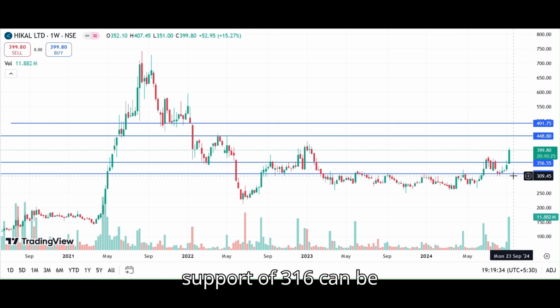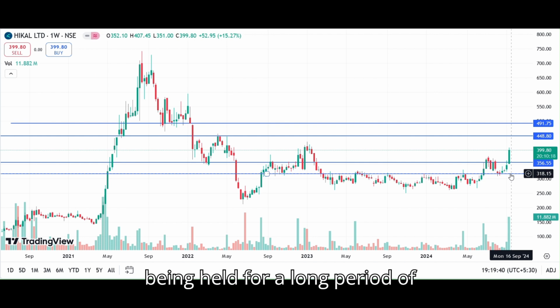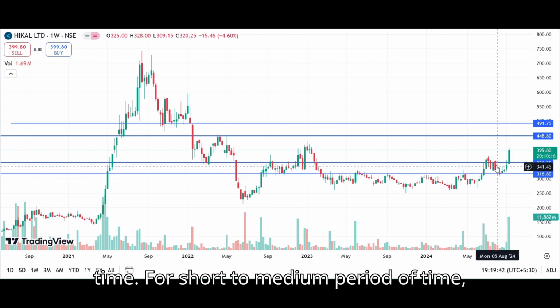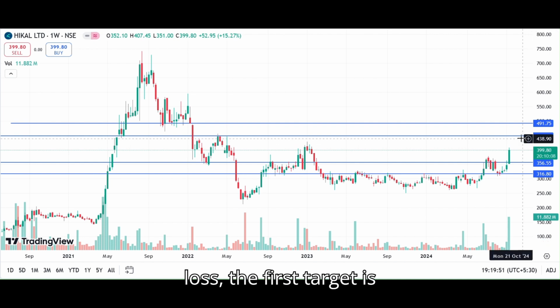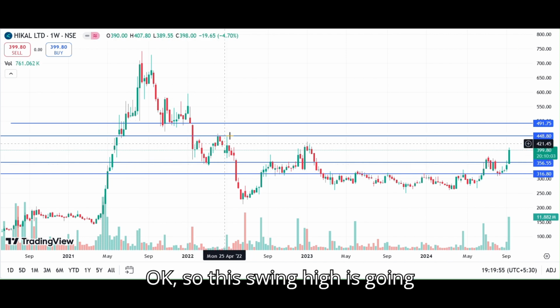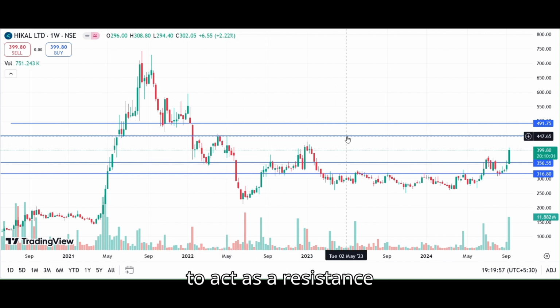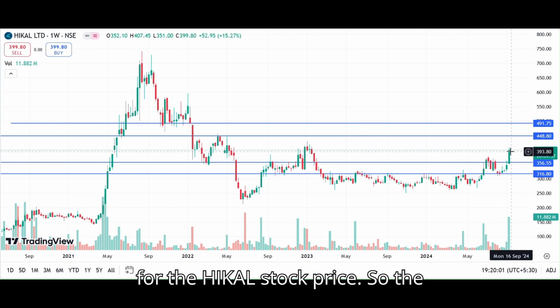The strong support of 316 can be put as a stop loss if it is being held for a long period of time. For short to medium period of time, the price of 356 can be put as a stop loss. The first target is 450. Okay, so this swing high is going to act as a resistance for the Hikal stock price.